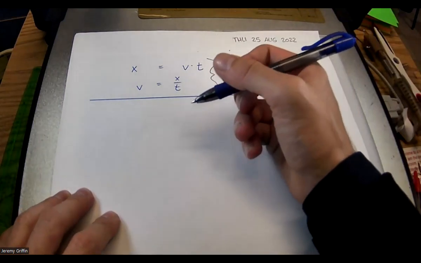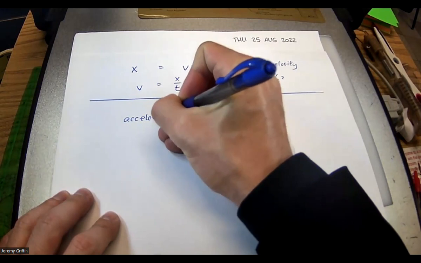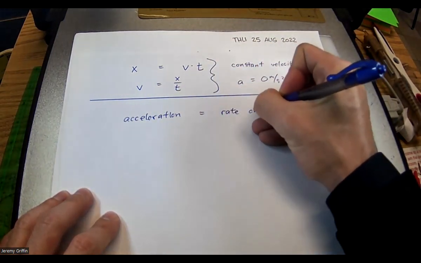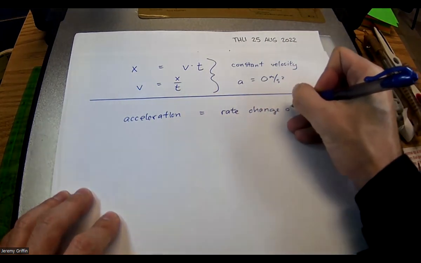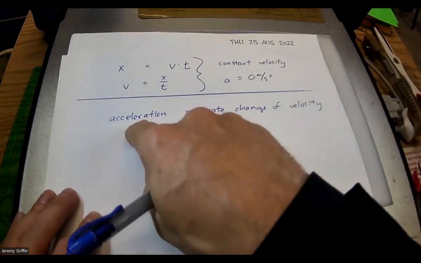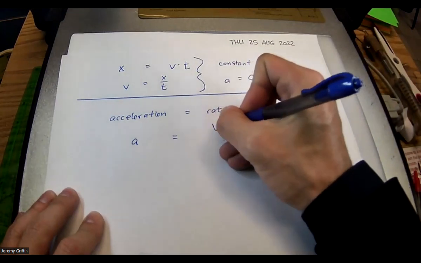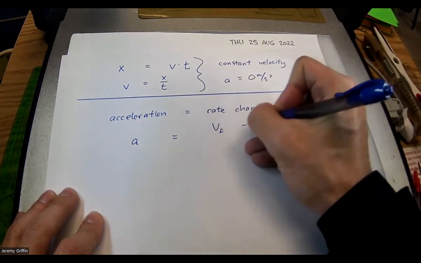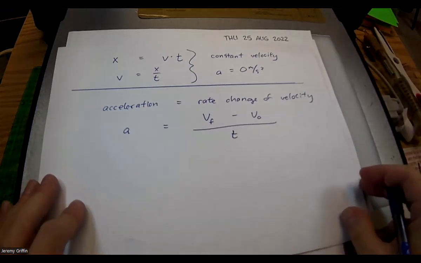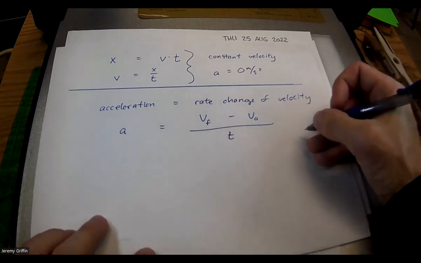Well, let me write down the definition of acceleration. Acceleration is the rate change of velocity. I can write that in equation form. A, for acceleration, is a variable equal to the rate change of velocity. So, final velocity minus initial velocity, all divided by the time interval that it happens in.